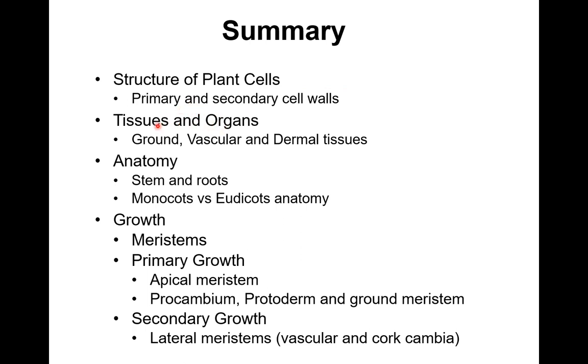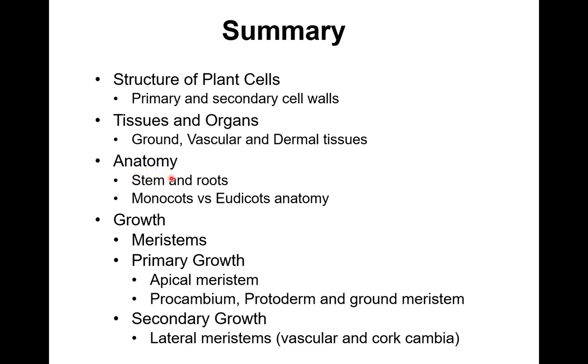So we talked about the three main tissue types that you find in plants: the ground tissue, the vascular tissue, and the dermal tissue, and all the subtypes of ground tissue and vascular tissue that you find in there. And then we talked about how they're organized, for example, in organs such as the leaf. Now we talked about the anatomy of the plant. We defined what the shoot and the root systems are.